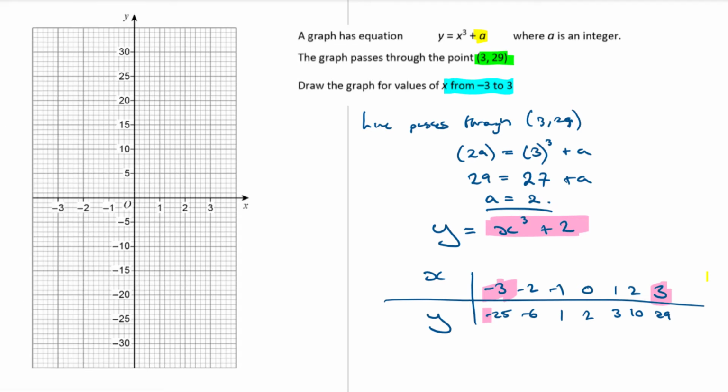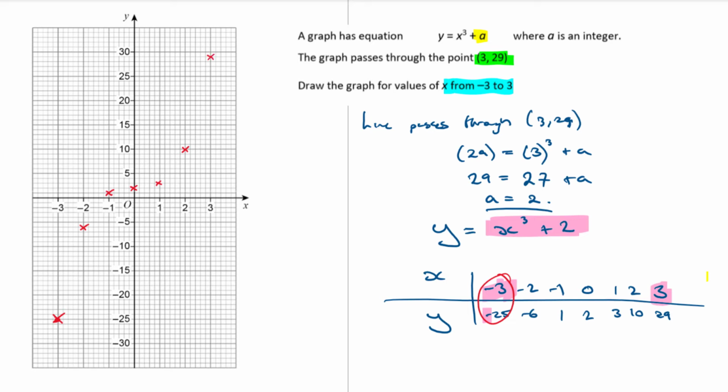So then we've got coordinate pairs, haven't we? So -3, -25 is the first coordinate. I'll plot a point there. Then the next one, -2, -6, is going to be there. -1, 1. 0, 2. 1, 3. 2, 10. And 3, 29.